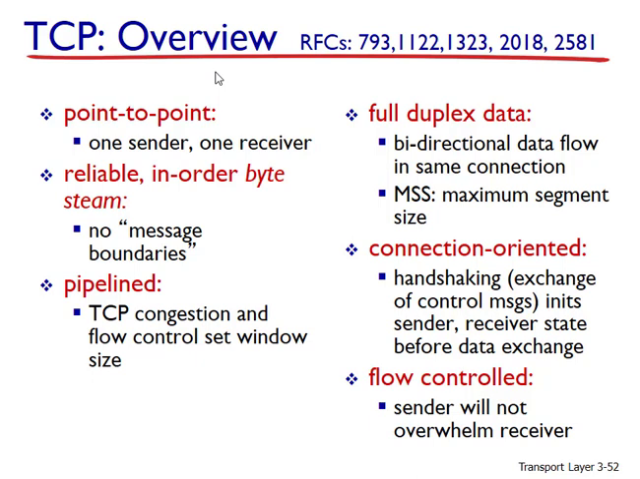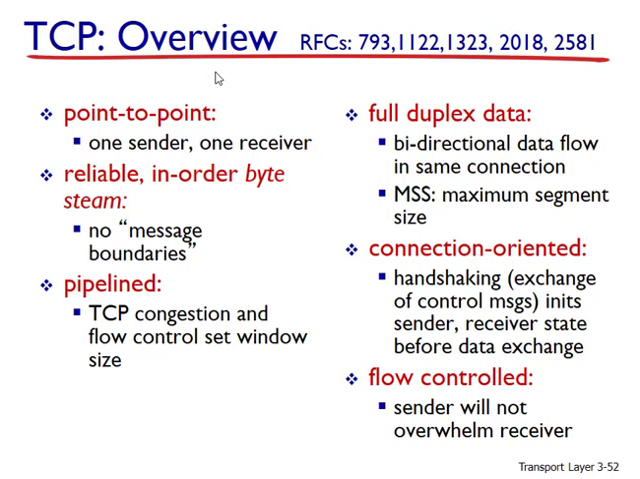TCP pairs each chunk of client data with a TCP header to make up TCP segments. The segments are passed down to the network layer where they are separately encapsulated within network layer IP datagrams. The IP datagrams are then sent into the network. When TCP receives a segment at the other end, the segment's data is placed in the TCP connection's receive buffer. The application reads the stream of data from this buffer.